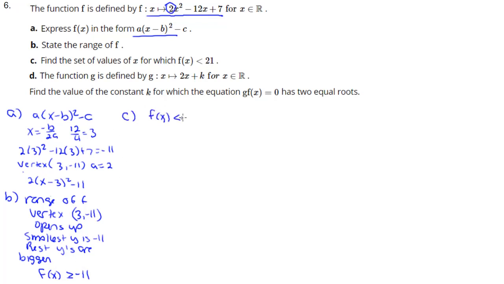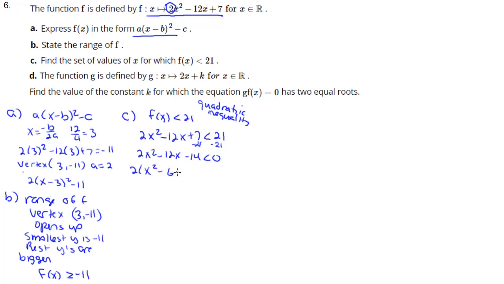C, find the set of values for x for which f of x is less than 21. This is going to be a quadratic inequality. So keep in mind, we have to solve it a little bit differently. What we're going to do is make it equal to 0 like we normally would. But then we're going to find the zeros and then sketch a graph. So I want you to go ahead and pause this, do that, and then start back up again.